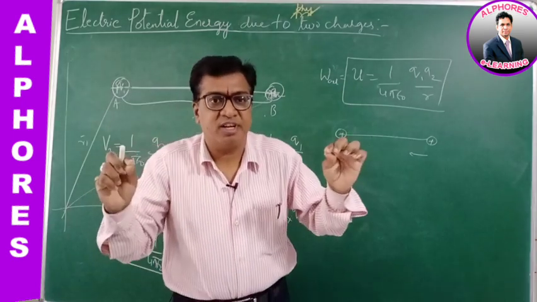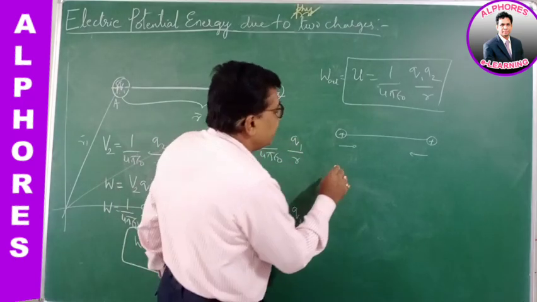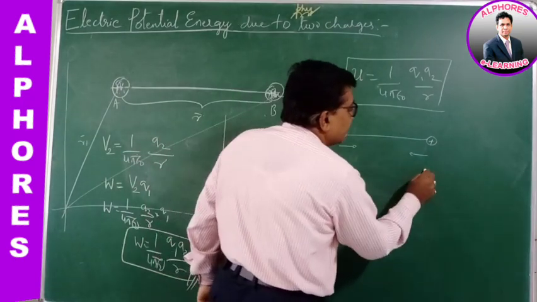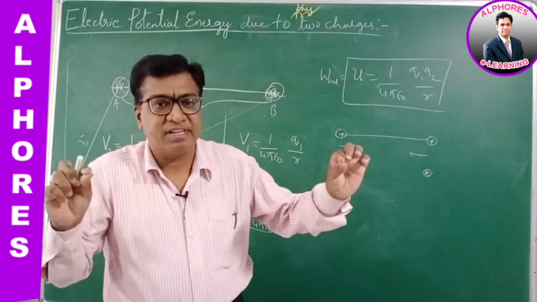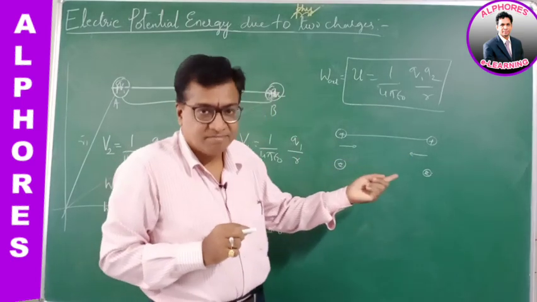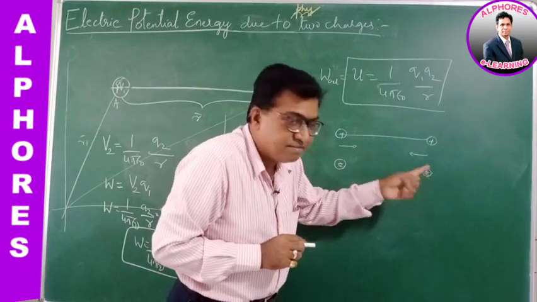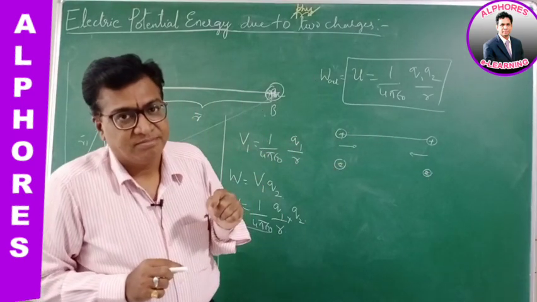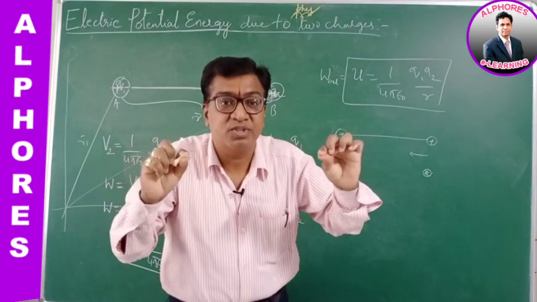If two protons are moved towards one another, then potential energy increases. Even if it is minus and minus also. Let's suppose two electrons are at a particular distance and I am moving them closer. Even though it is minus, negative into negative, the answer becomes positive. Two electrons are moving closer towards one another.